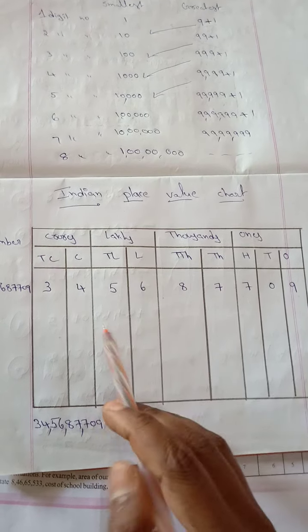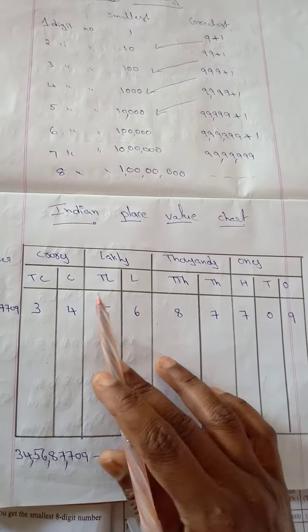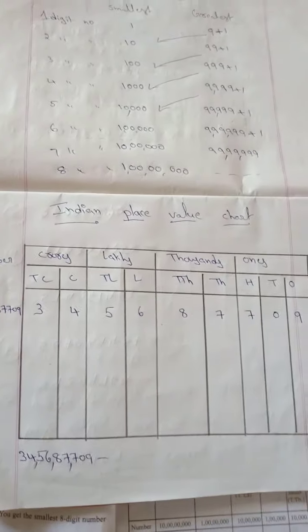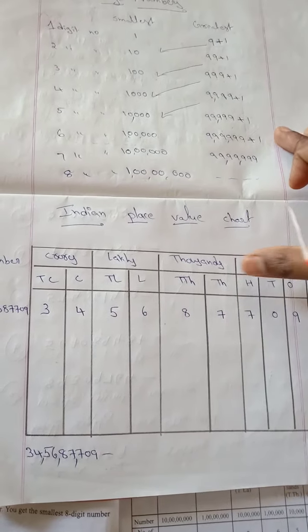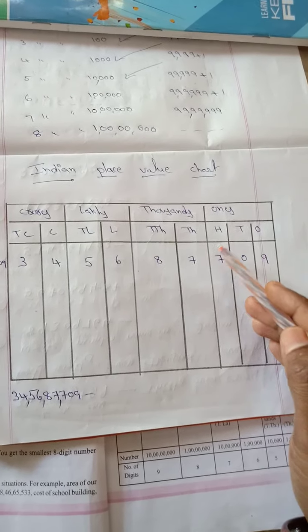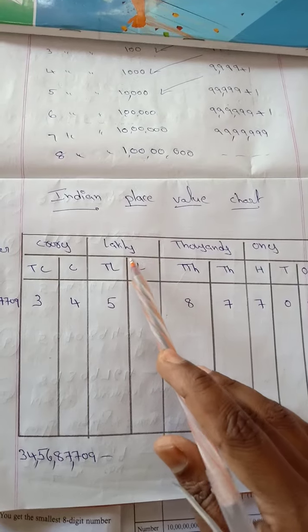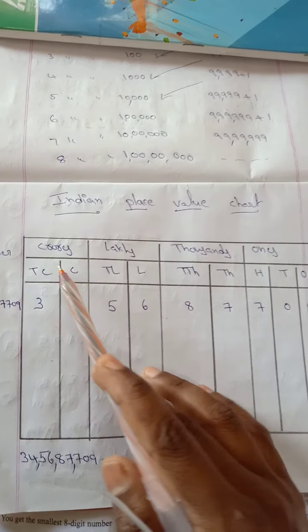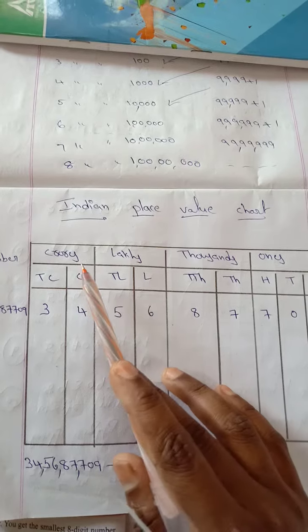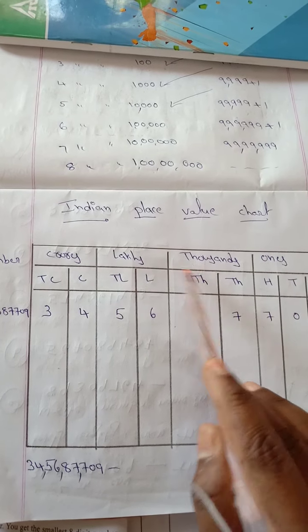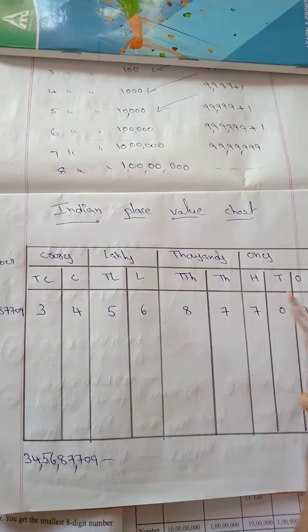Children, this is an Indian place value chart. Observe the place value chart here. What are the periods here? Ones, thousands, lakhs and crores. The ones period is divided into 3 sub columns: ones, tens and hundreds. The thousands period is divided into 2 sub columns, thousands and 10,000. Lakhs is divided into lakhs and 10 lakhs, and crores into crores and 10 crores. So crores, lakhs, thousands and ones are all the periods, and the periods are divided into sub columns.